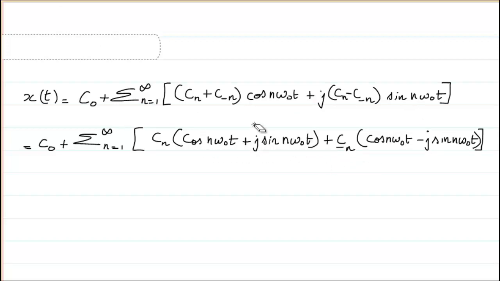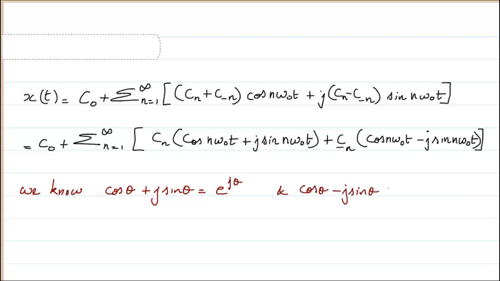Now what is cos theta plus j sine theta? We know that cos theta plus j sine theta is equal to e raised to power j theta, as well as cos theta minus j sine theta is equal to e raised to power minus j theta. This is Euler's relation. Sometimes students also say it's Euler's or Euler's relation. Okay, so Euler's relation basically gives us that.